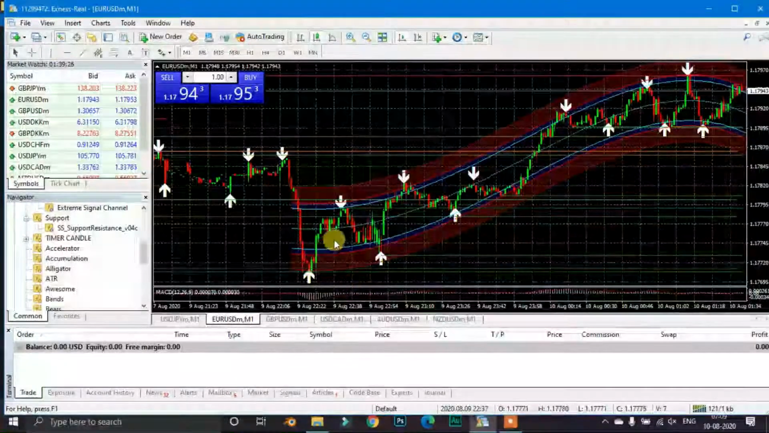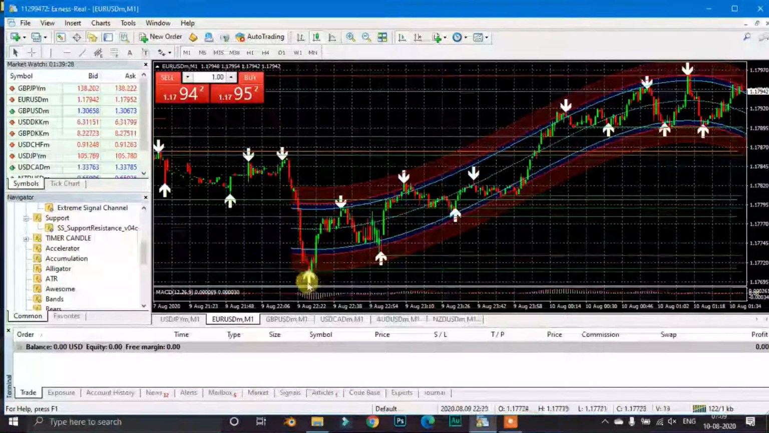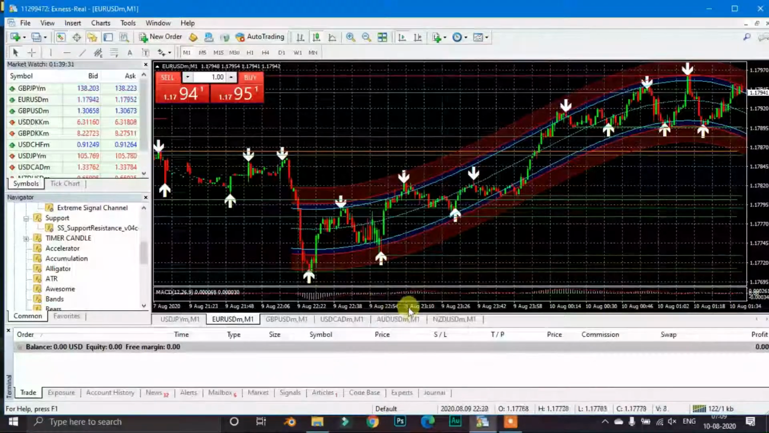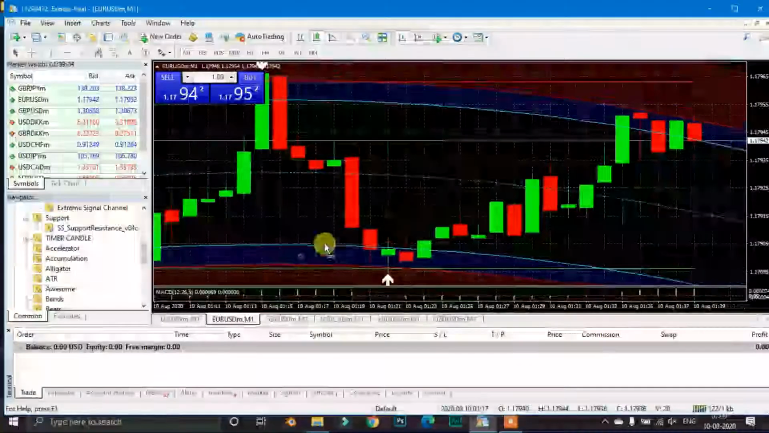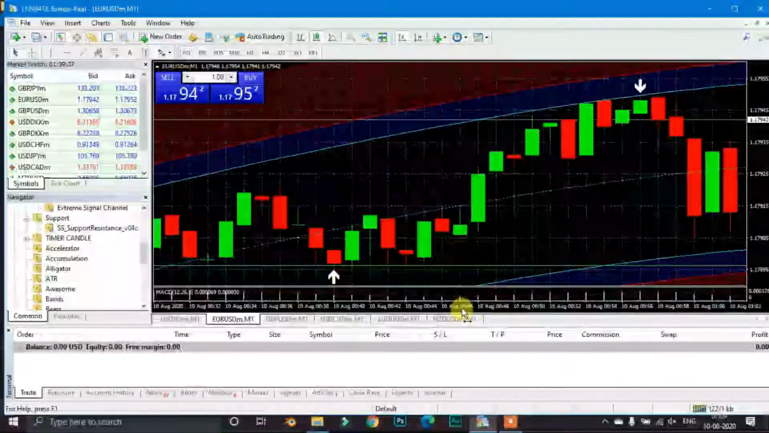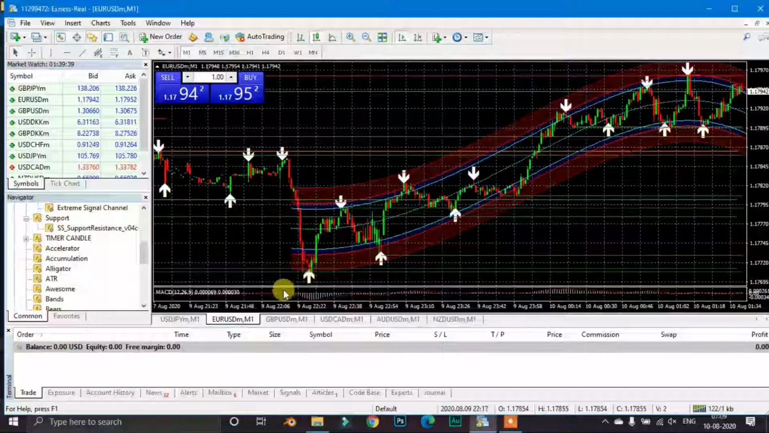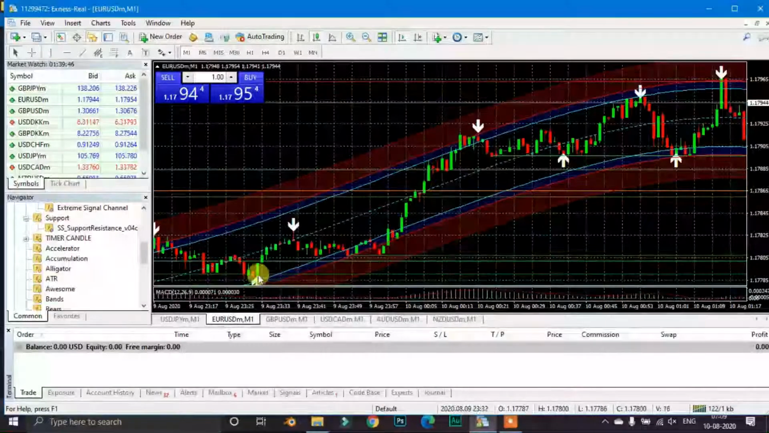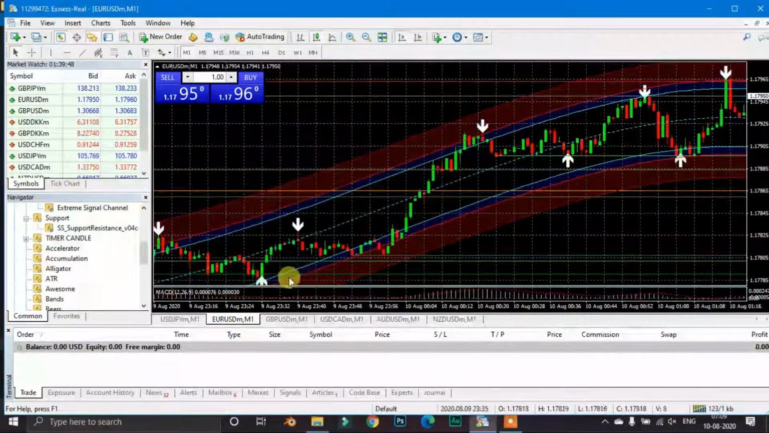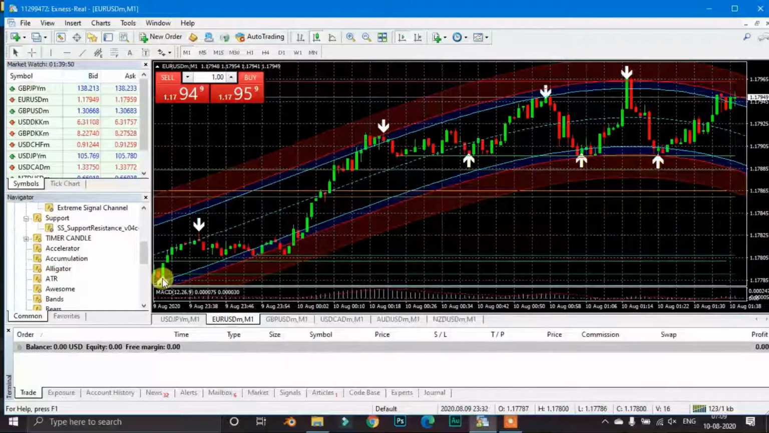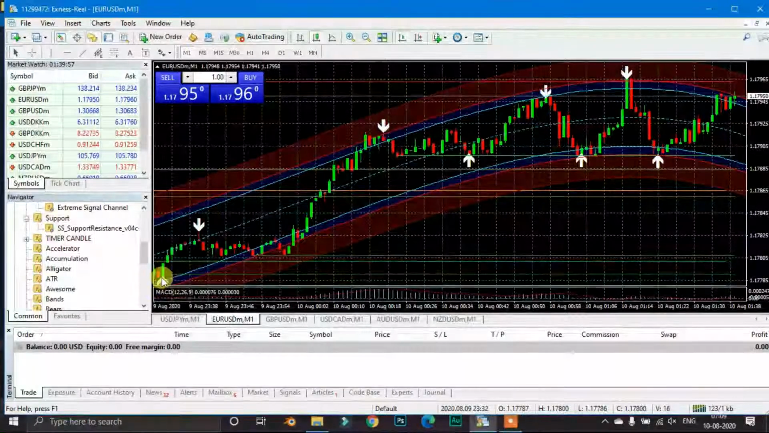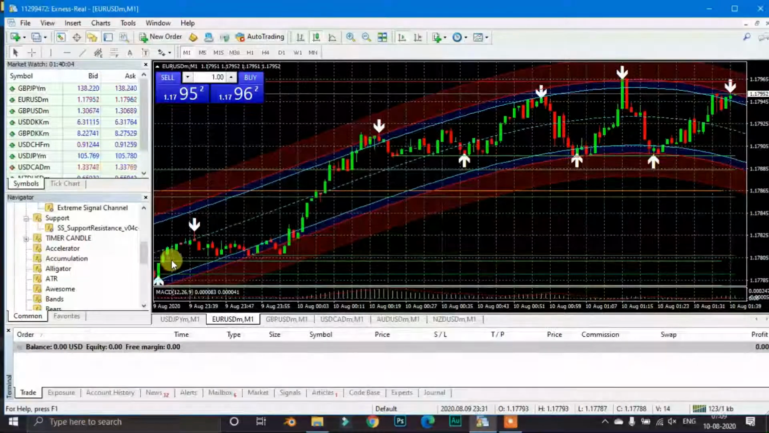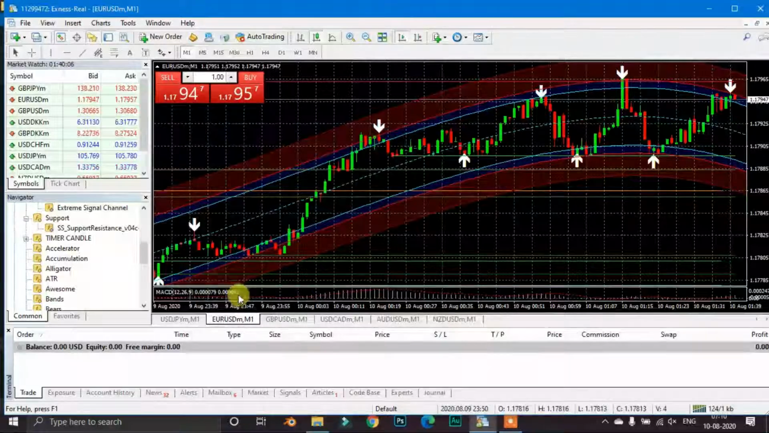Here you can see the strong resistance. If I zoom in, let me see. Here you can see the green line, and this is the strong support. In these cases, you have to take the uptrend when it comes near the support line.